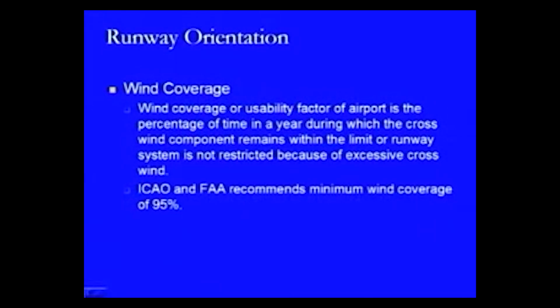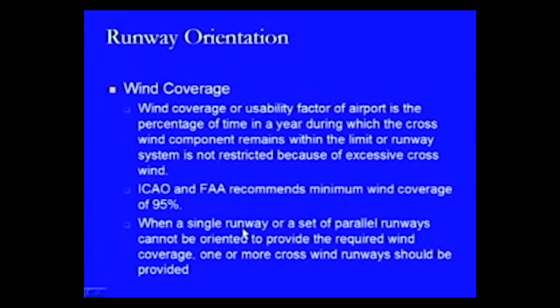ICAO and FAA both recommend a minimum wind coverage of 95%, and this is generally accepted globally by other countries. If one single runway or a set of parallel runways cannot be oriented to provide the required wind coverage of 95% as defined by ICAO or FAA, then more than one runway needs to be provided, and the combined value of those two or more runways will come out as more than 95%. So, that is the value which needs to be provided while selecting the orientation of the runways.